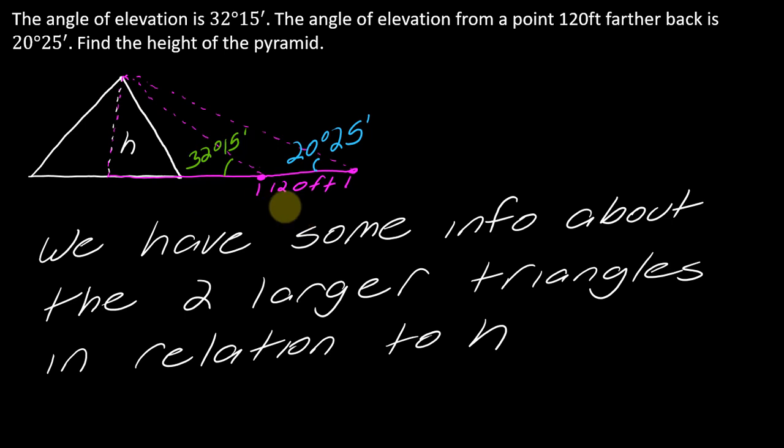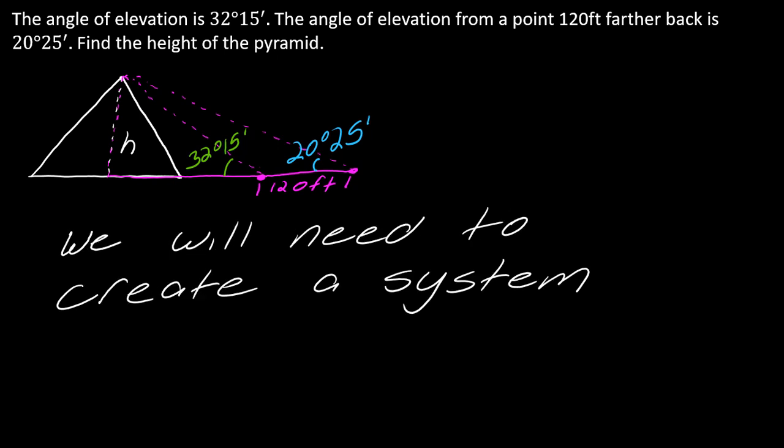Okay, so this is tricky because we don't even have a full side, right? This larger triangle here, this entire side, I don't know what it is. I know that this little piece here is 120. So this is going to be a little tricky. So since I have two larger triangles in relationship to H, this is very important. And I don't have much other information, right? I don't have anything about the sides here besides this 120. I don't know anything about H. I just know these angle measures, but I know how they relate to H.